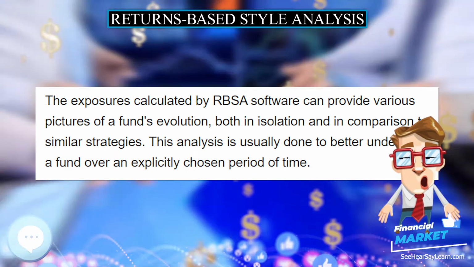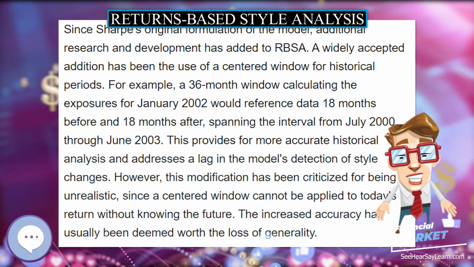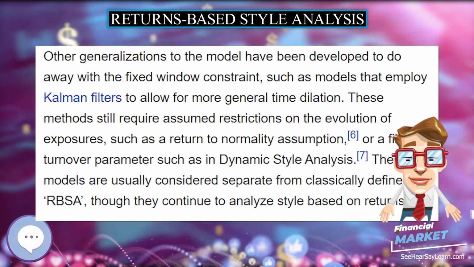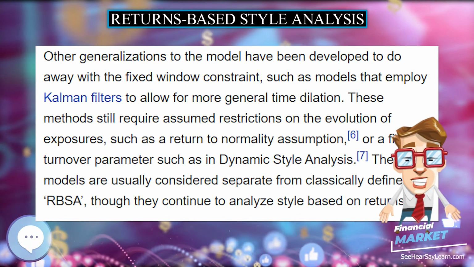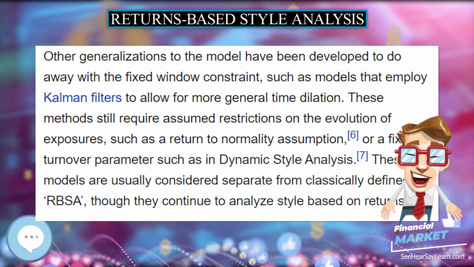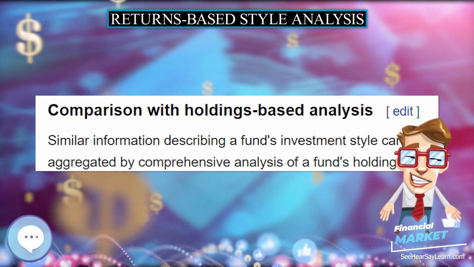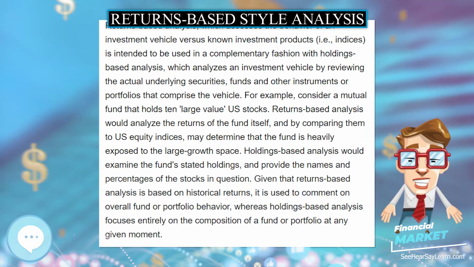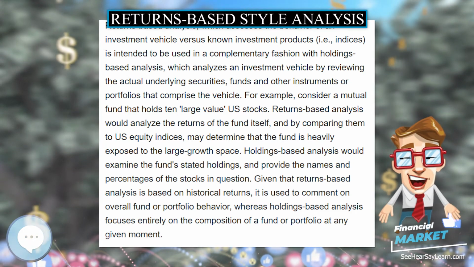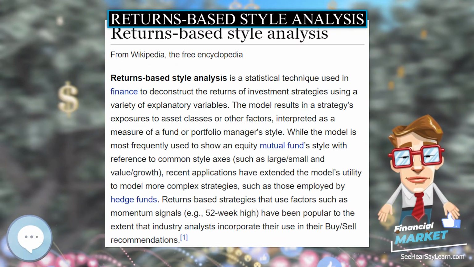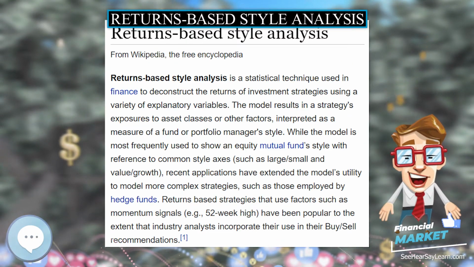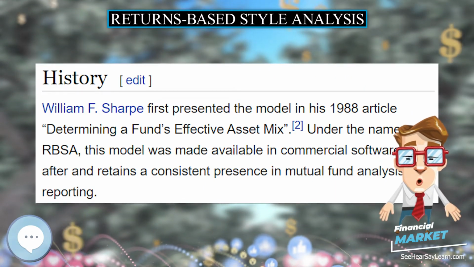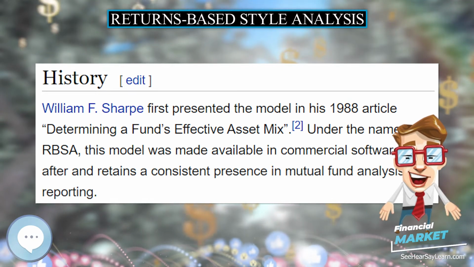This provides for more accurate historical analysis and addresses a lag in the model's detection of style changes. However, this modification has been criticized for being unrealistic, since a centered window cannot be applied to today's return without knowing the future. The increased accuracy has usually been deemed worth the loss of generality. Other generalizations to the model have been developed to do away with the fixed window constraint, such as models that employ Kalman filters to allow for more general time dilation.